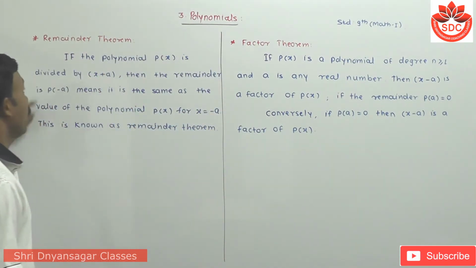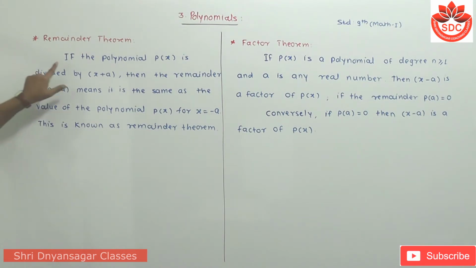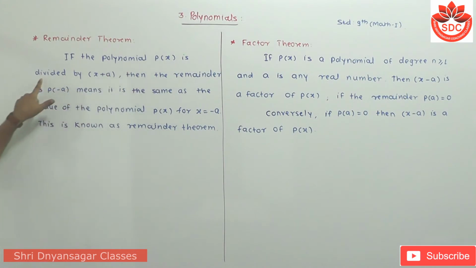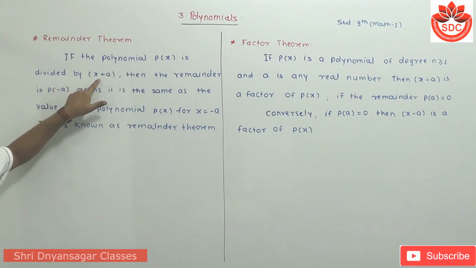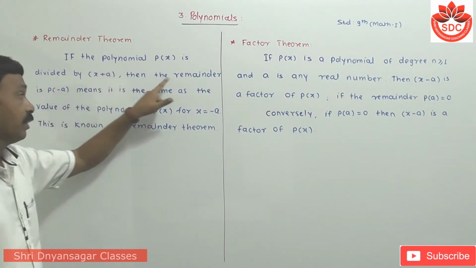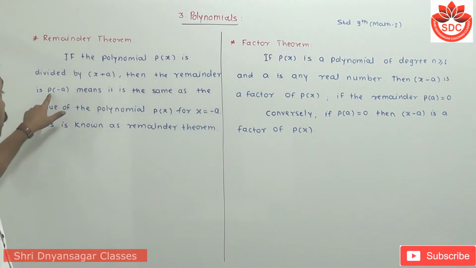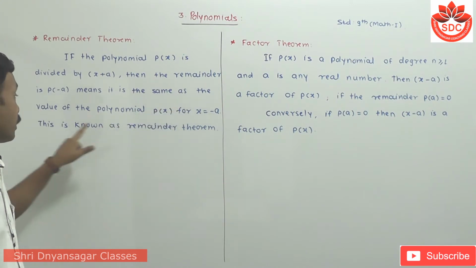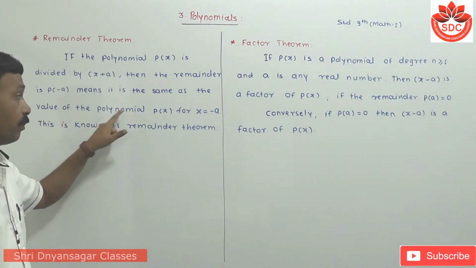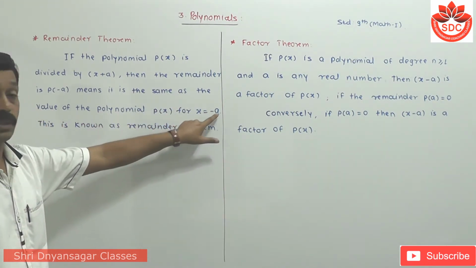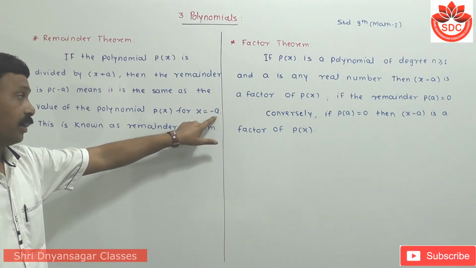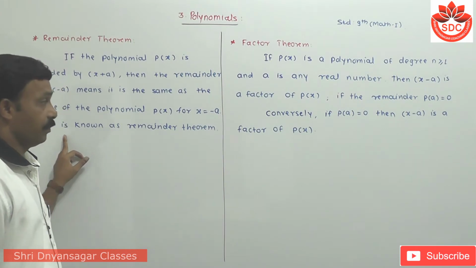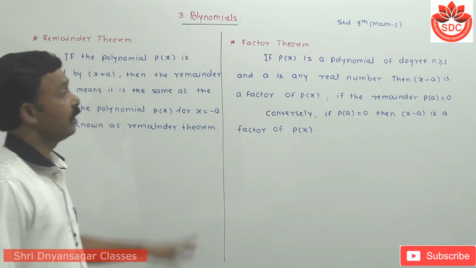First one is the Remainder Theorem. If the polynomial p(x) is divided by x plus a, then the remainder is p(-a). It means it is the same as the value of the polynomial p(x) for x equals minus a. This is called the Remainder Theorem.